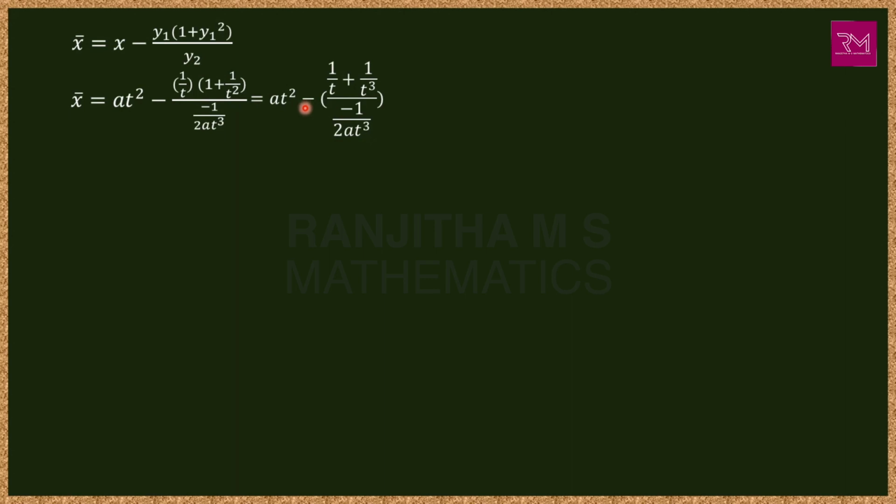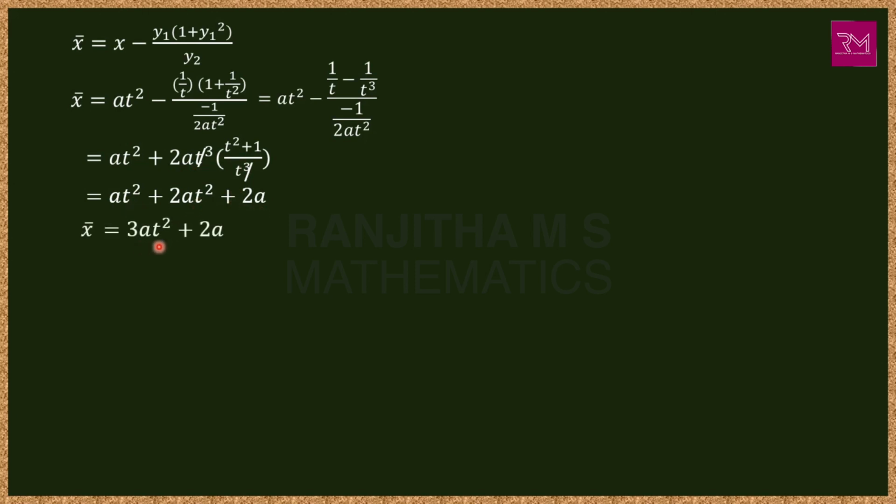Here minus into minus we can take it as plus, hence we get x bar value as at square plus, if we take 2a t cube to the numerator, that becomes 2a t cube into, take t cube as LCM and simplify, we get t square plus 1 divided by t cube. Here t cube gets cancelled, we get at square plus 2at square plus 2a into 1 is 2a. Here at square plus 2at square is 3at square plus 2a. This is our x bar.